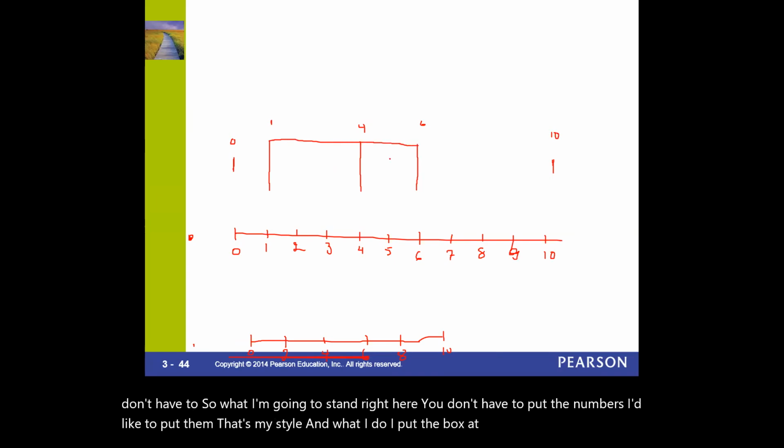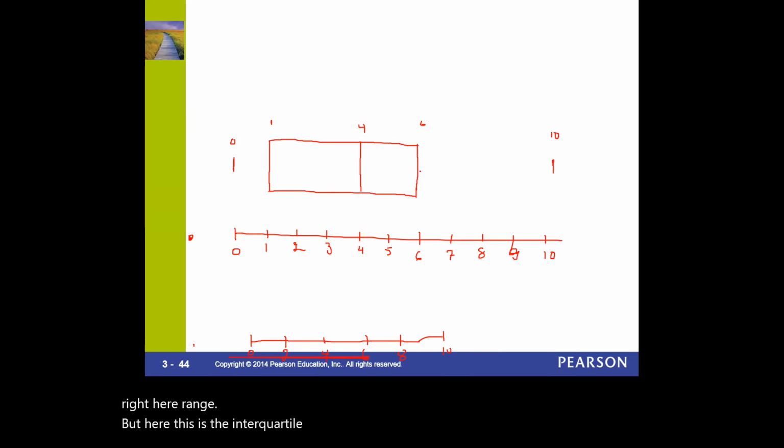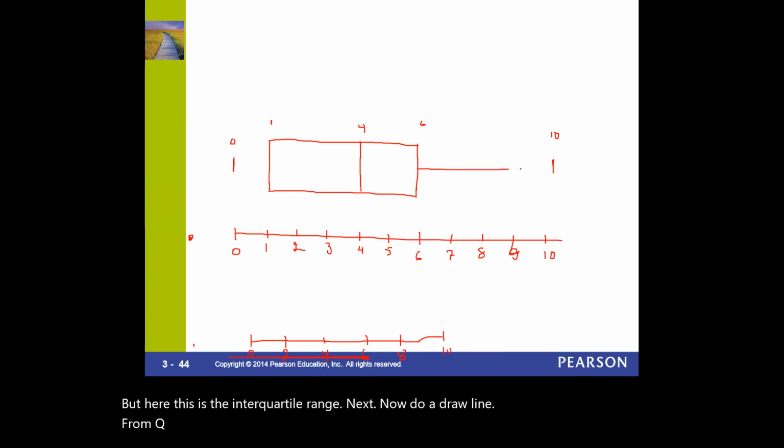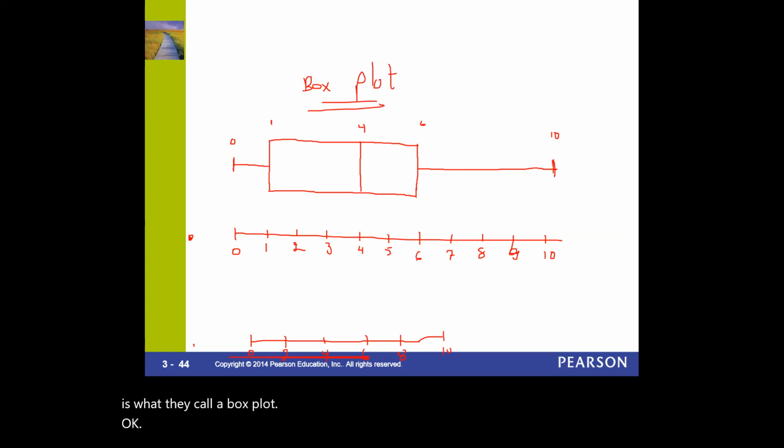Then I put the box like this. This is the interquartile range right here. Next, I'll draw a line from Q3 to the maximum, and from Q1 to the minimum, the same thing on the other side. This is what they call a box plot.